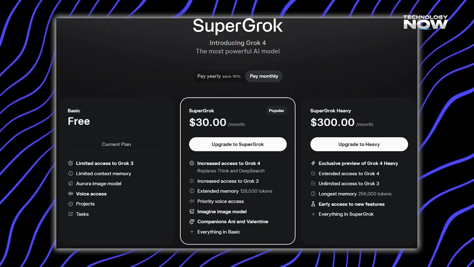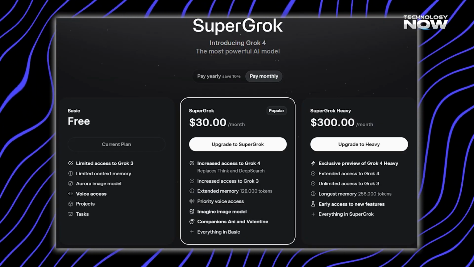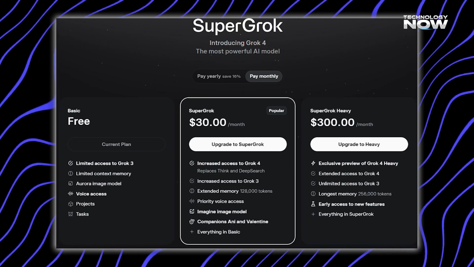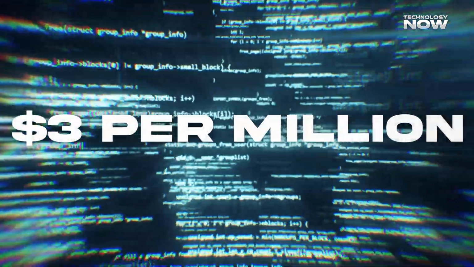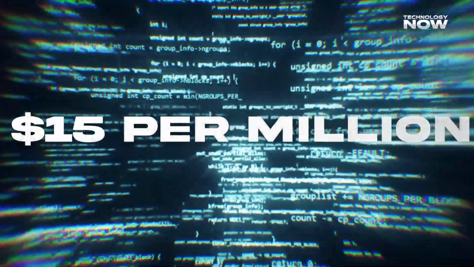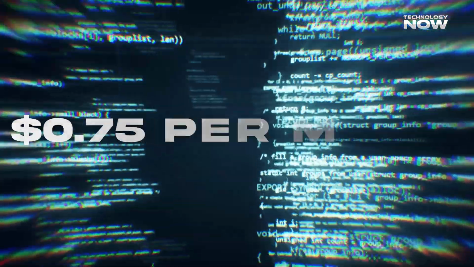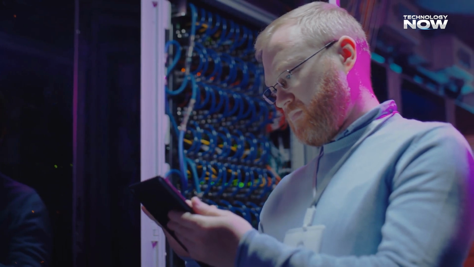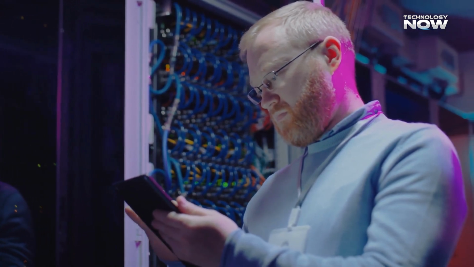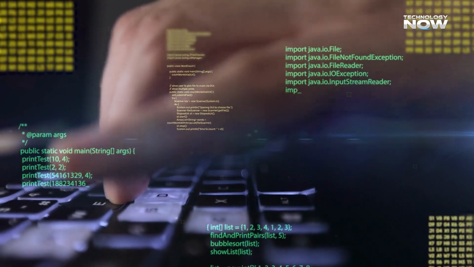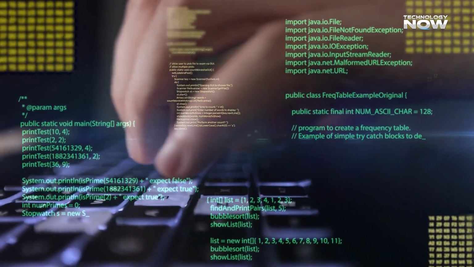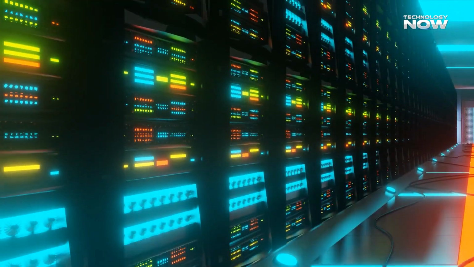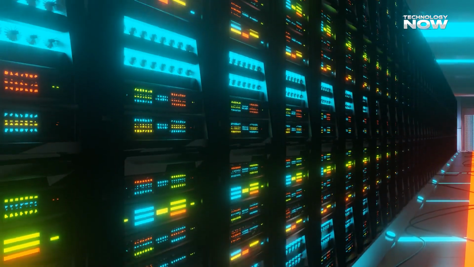Pricing follows the previous structure, with Premium Plus at $30 per month and Super Grok Heavy at $300 per month. API rates include $3 per million input tokens, $15 per million output tokens, and 75 cents per million cached tokens. These rates are lower than some competing services with similar capabilities. Access is designed to be flexible for both casual users and professional setups. The immediate availability across platforms makes it easy for new users to try the model.